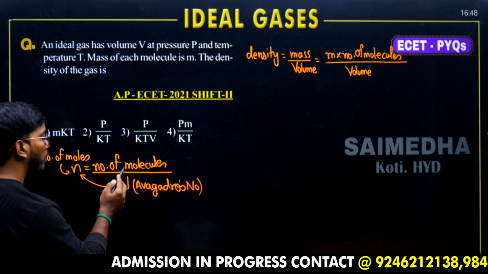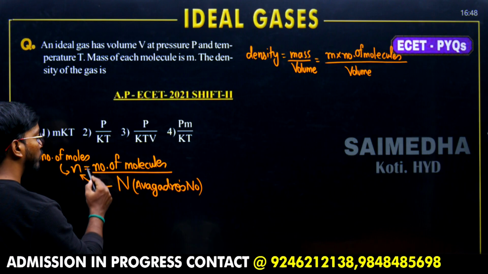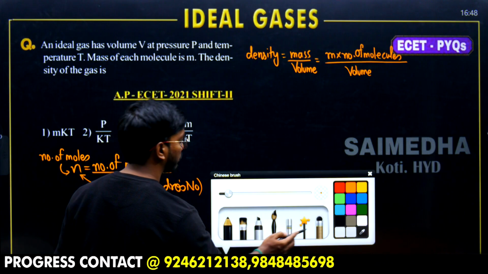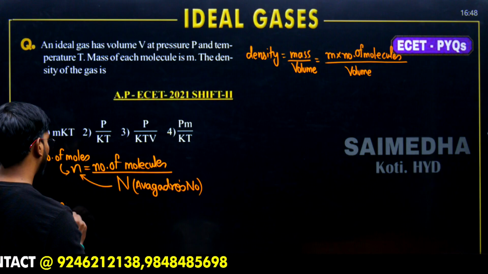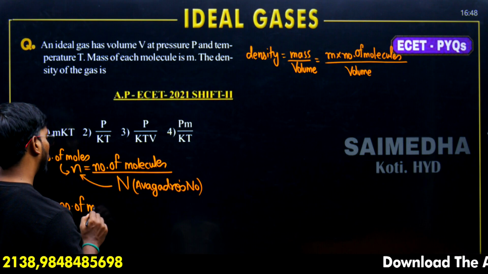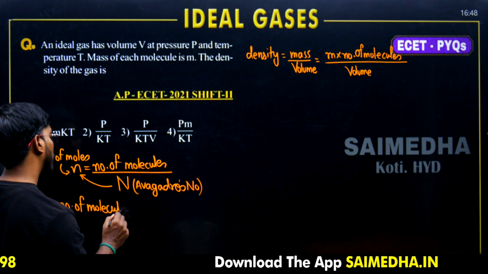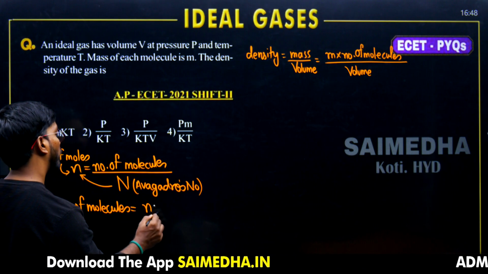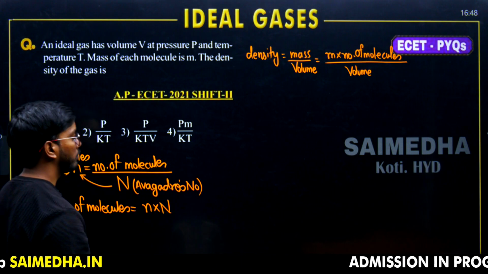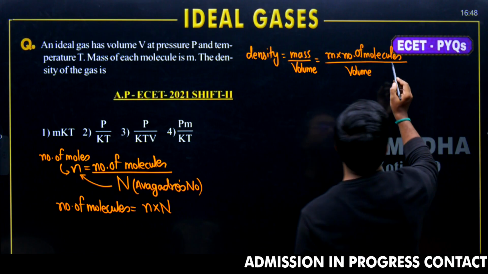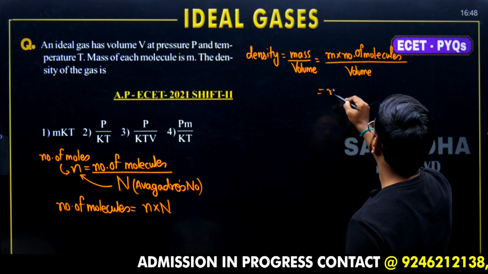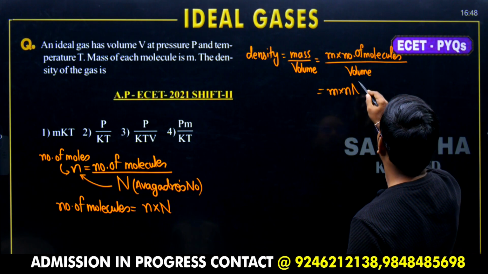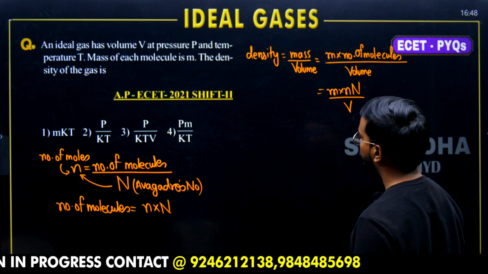So what can we write as the formula for number of molecules? Number of molecules is equal to number of moles into Avogadro's number, n into capital N. So in place of number of molecules, what can we write now? Small n into capital N divided by volume V.